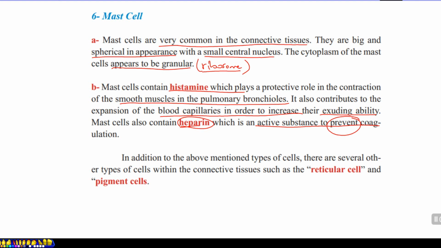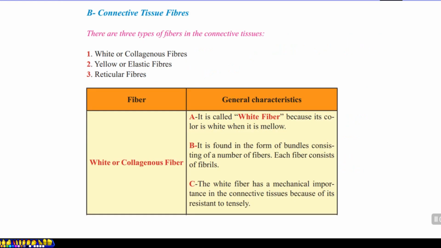In addition to these types of cells we studied, there are also reticular cells and pigment cells in connective tissue. There are questions asked to enumerate, to list the names of the cells in connective tissue, or they can ask about their functions one by one or all in one, and they can also ask about the specific protein functions of connective tissue cells. The fibers of connective tissue are white or collagenous fibers, yellow or elastic fibers, and reticular fibers.